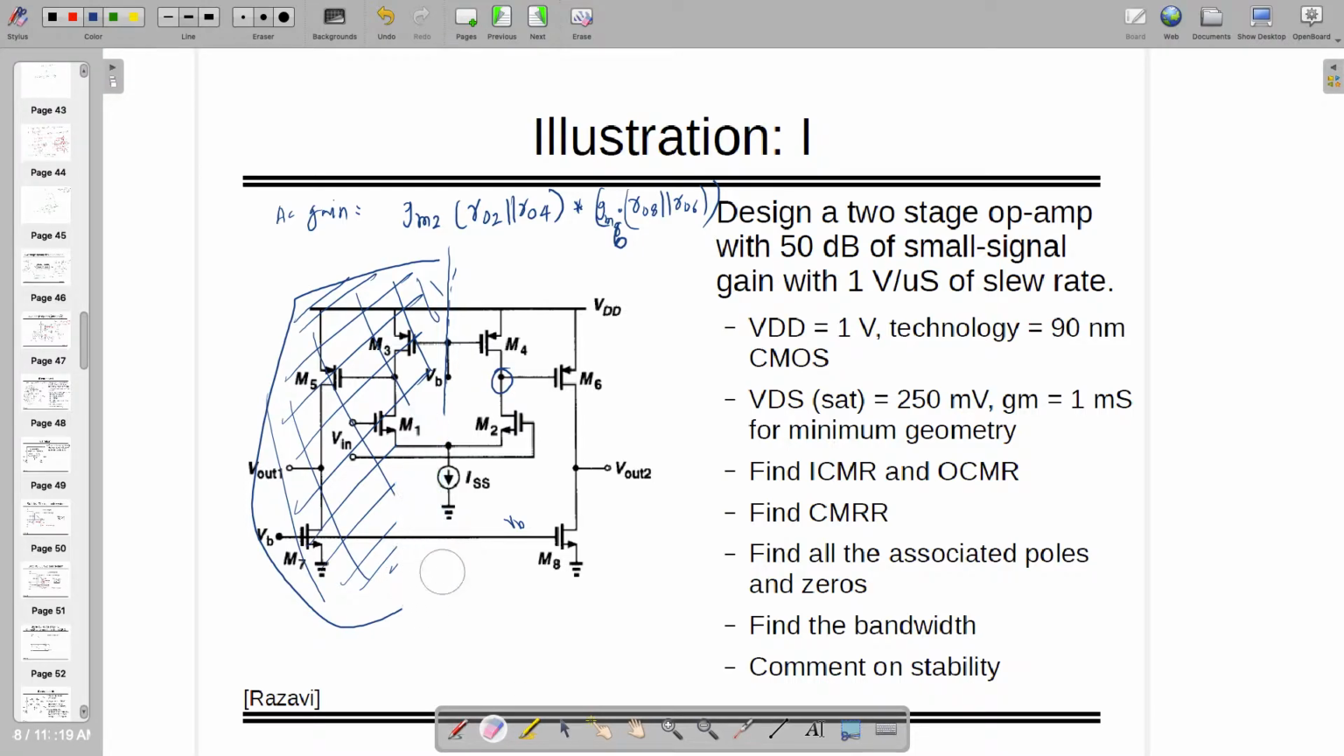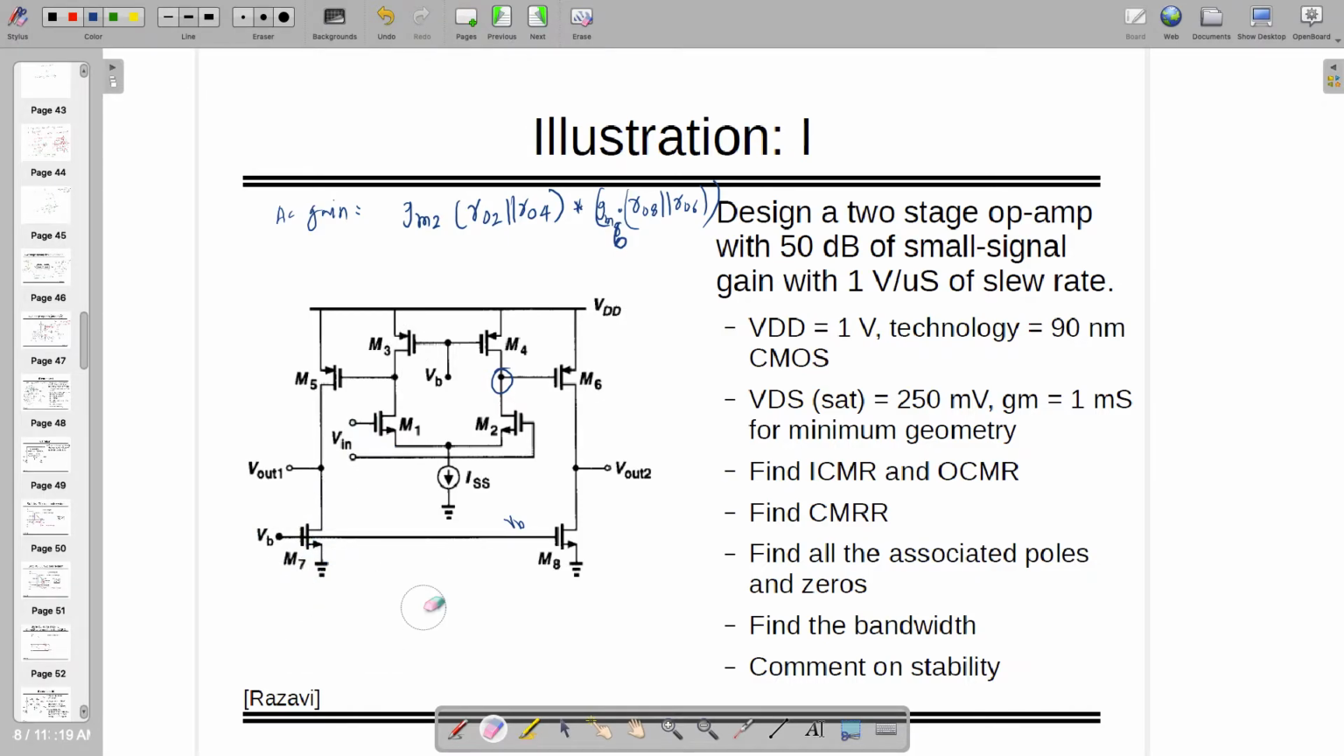So in common mode gain, you have to consider the entire circuit. Let's start with the first stage. When this is tied together, if you are giving V in, then what is the common mode gain? What is the first stage gain? Because that will be multiplied by the second one.